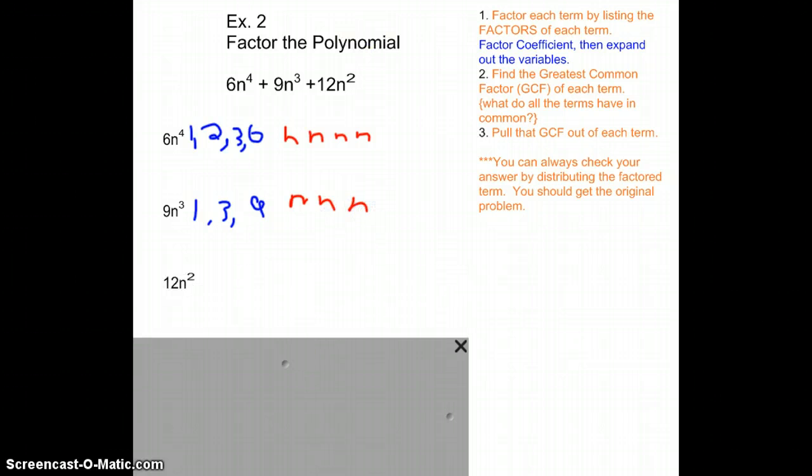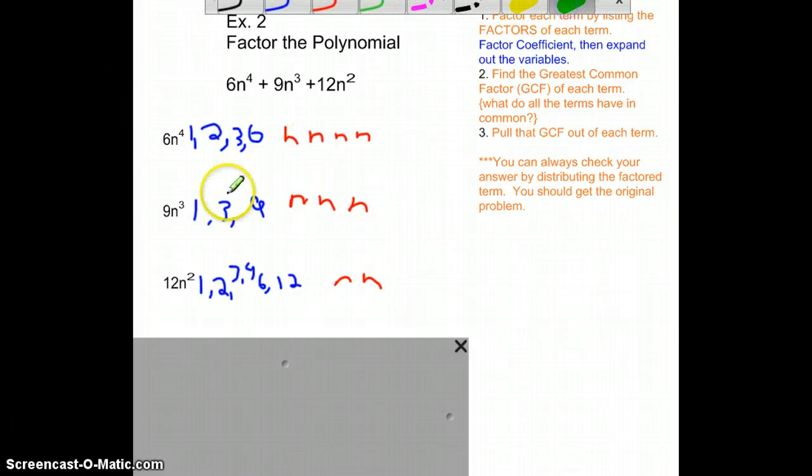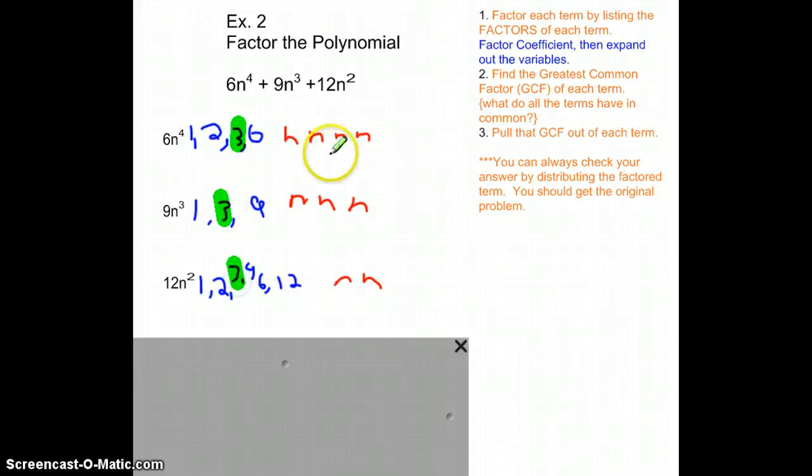And 12n squared. We did 12 before, it's 1 and 12, 2 and 6, and 3 and 4. Then we have 2 n's. And if we look at our greatest common factor that they all have in common, let's see, 3, 3, 3, looks like. So there's a 3, 3, 3, and they each have a minimum of 2 n's, or they each share 2 n's.